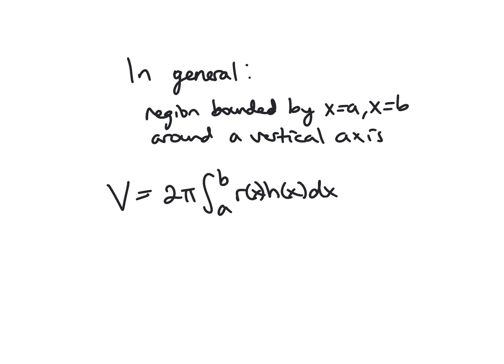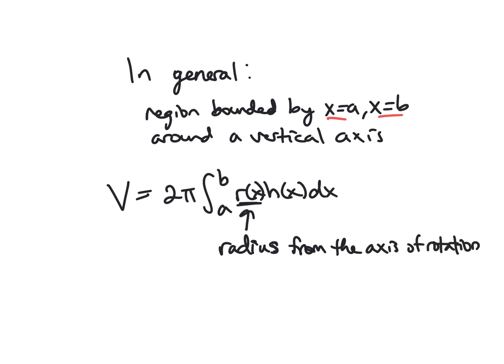So in general, what do we have? If we have bounds of x equals a and x equals b, where last time it was x equals 0 and x equals 1, and we revolve around a vertical axis, then we take the bounds a to b. We have our 2 pi. Here's our r for our radius. So that's the circumference. If you think of the unraveled rectangular prism, this is our radius. And of course, the radius is computed from the axis of rotation.